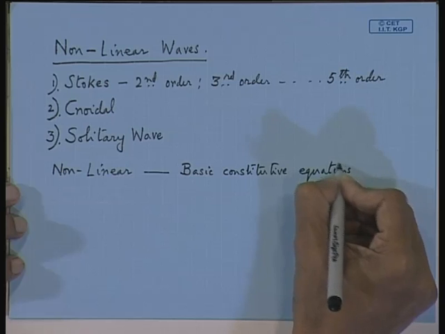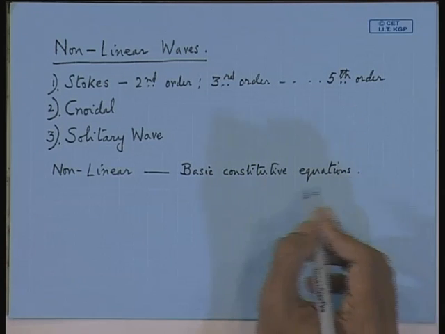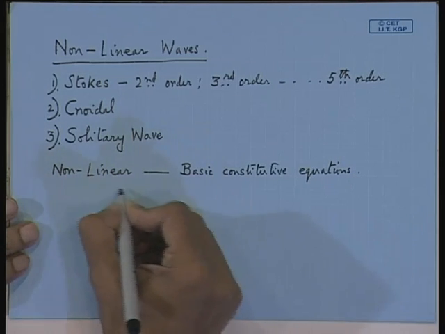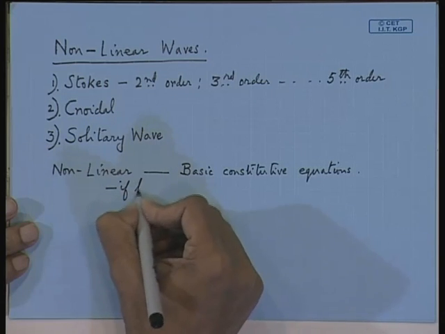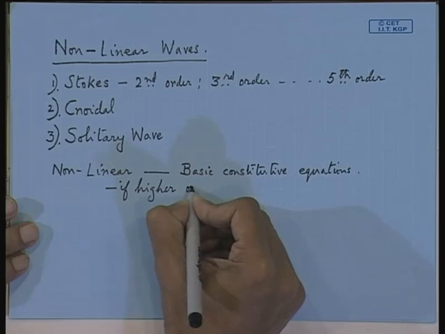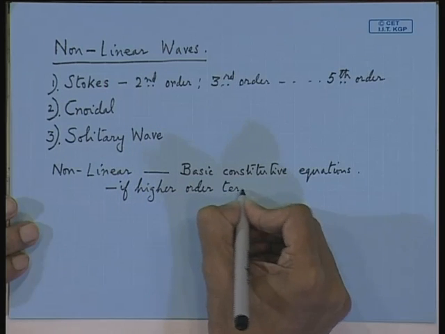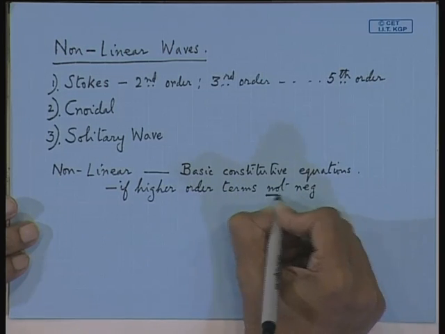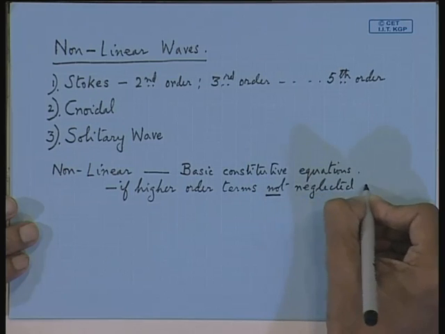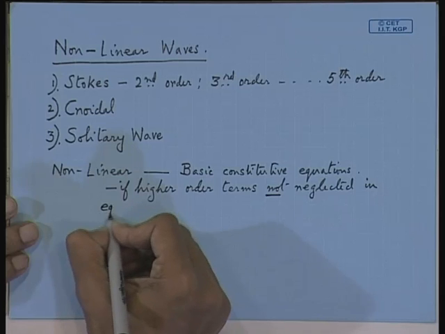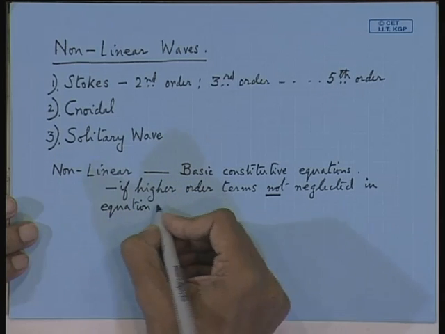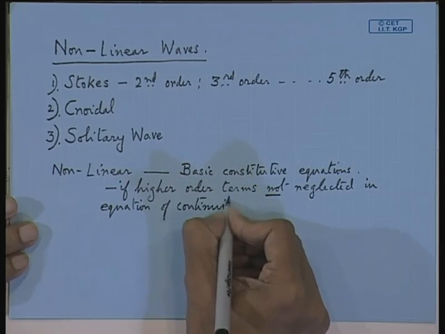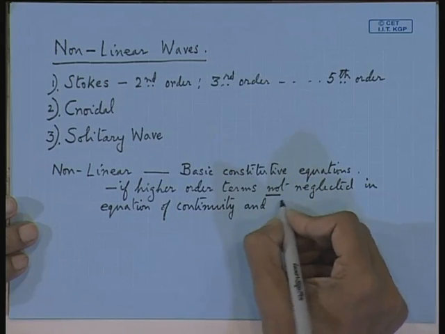So, that is, it is coming if you neglect the higher order terms in the equation of continuity and the momentum equation. So, this will come if higher order terms are not neglected in the equation of continuity. So, all of you know what is the equation of continuity. So, from this, if you do not neglect the equation of continuity and the momentum balance equation.